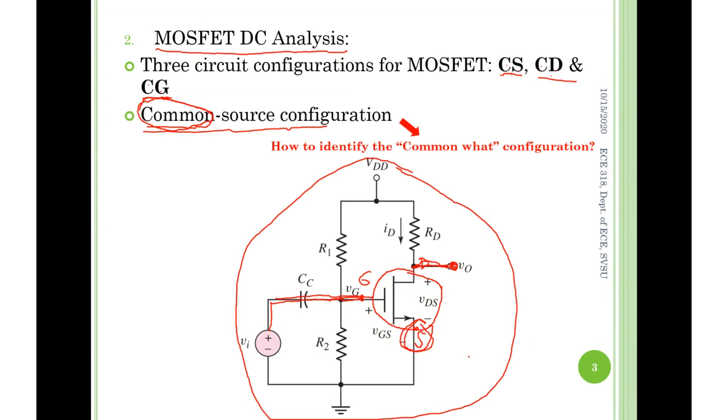Be very careful, okay? The common terminal is not necessarily a ground. It's not necessary. So you are not looking for the ground for the common terminal. No, it's not necessary that way. Instead, you're looking for the input and then the output. And then the remaining one is the common terminal.